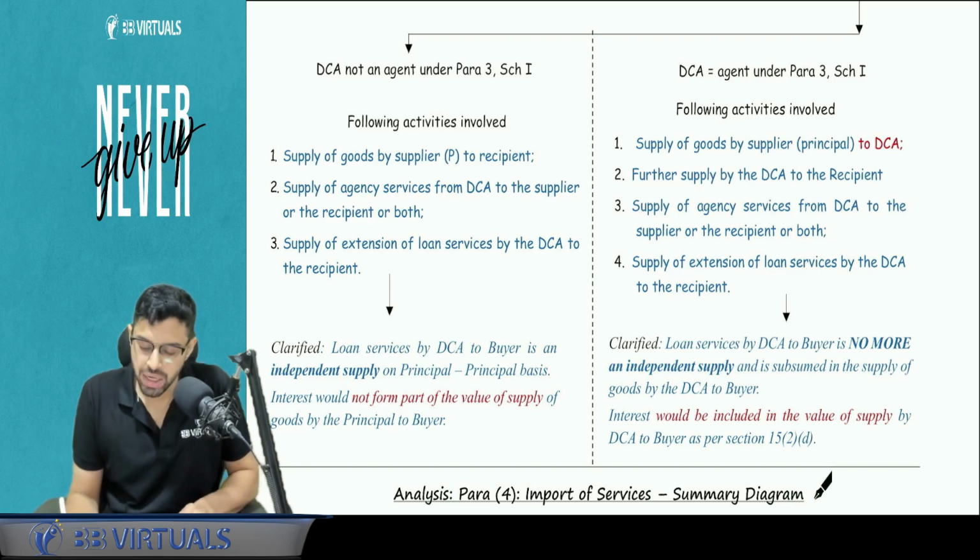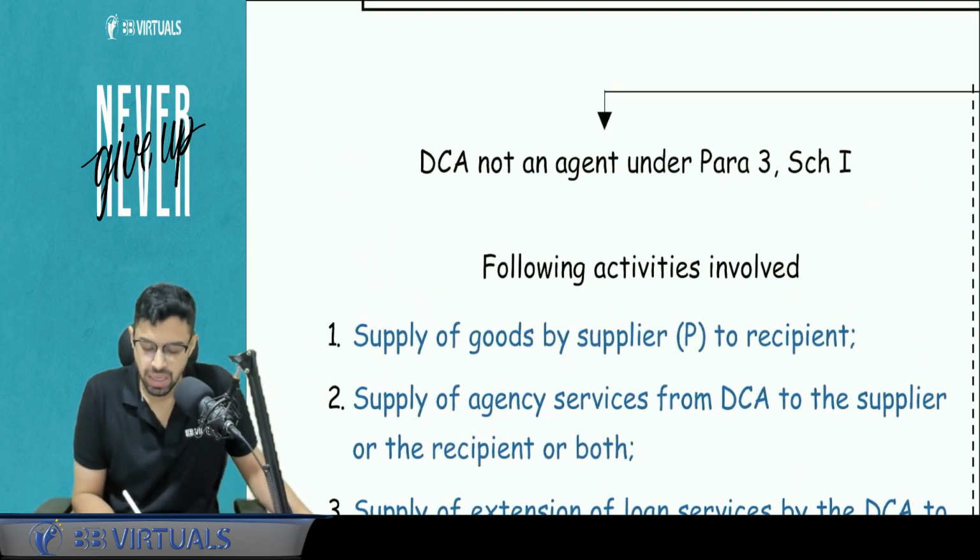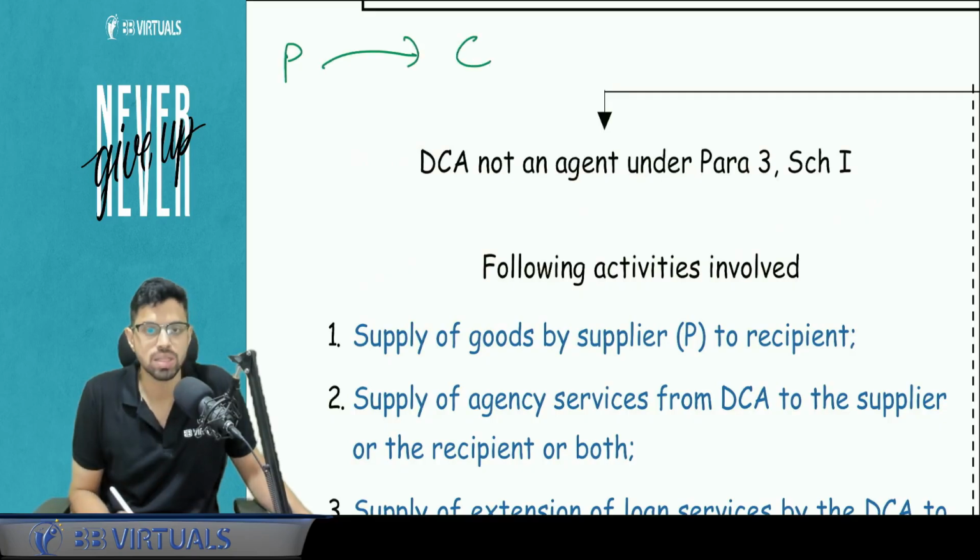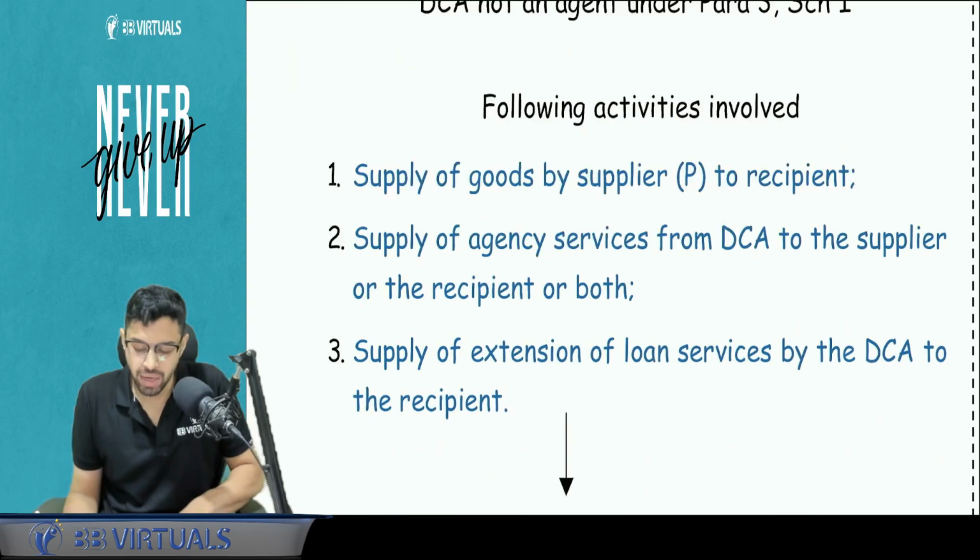If DCA is not an agent, this is a technical line. Let's decode this. If DCA is not an agent, it means the invoice is issued by the principal to the customer, not by the agent in his own name. Yes. So in that case, how many activities are involved in the picture?